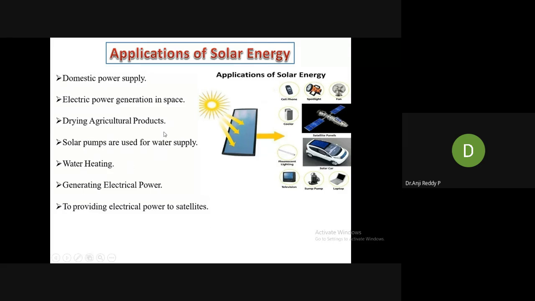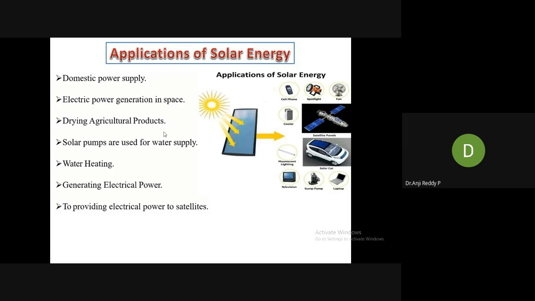These are limited. We have many more applications. Here we have only a few, but we have a lot of applications of solar energy. This is about solar cells.